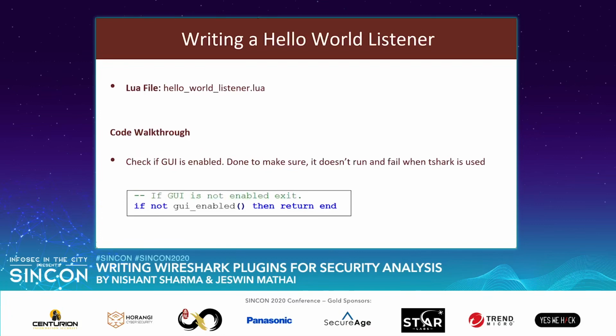The file name that we will provide is hello_world_listener.lua. The first line checks if the GUI is enabled. This is done because TShark also comes with Wireshark. For those who don't know, TShark is a CLI-based cousin of Wireshark. We check first because, in this one and also in the dissector one, we want to show the output on the GUI for now. If the GUI is not there, for example if it is running in CLI, then there's no real reason to run it. So the first check is: if the GUI is enabled, then it will run. Otherwise, it will exit.